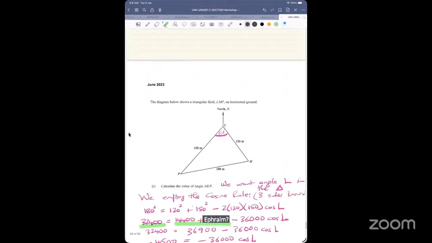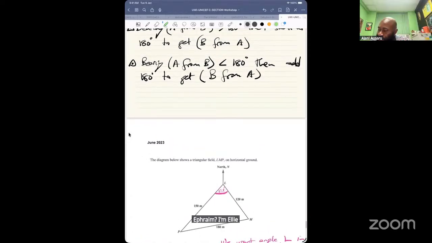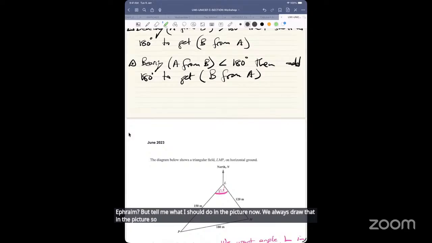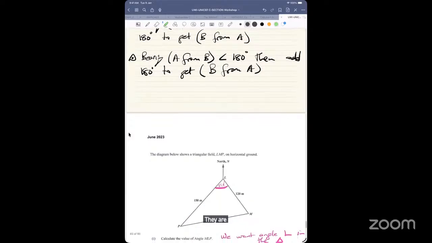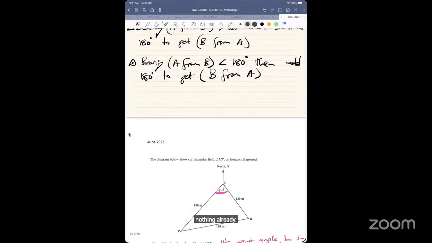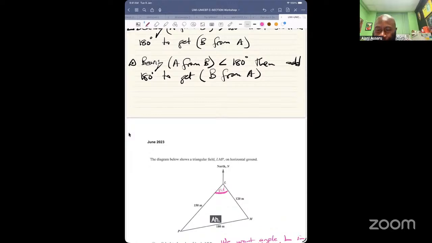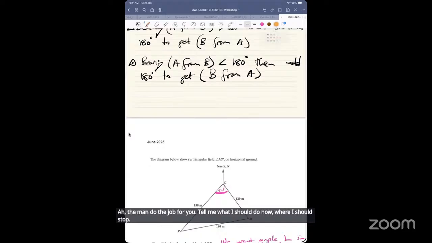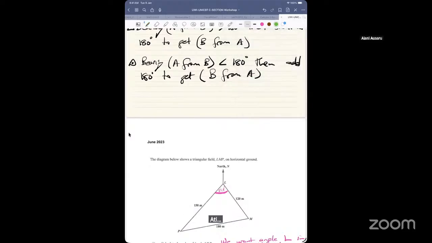From L. Tell me what I should do in the picture now. We always draw that in the picture so you know exactly what's going on. So you already did here, north line already there, L. So P from where? Remind me. L. So north line already there, L already there. Tell me so what I should do now. Where should I start?